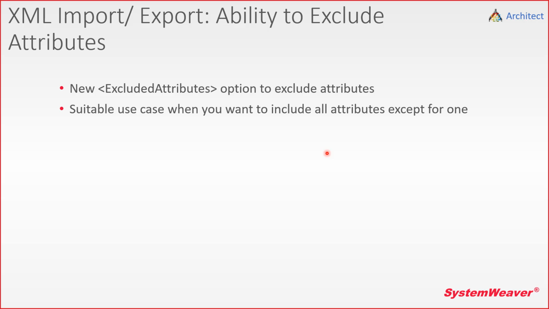XML import export. This was something that a couple of customers were looking to have us implement, and it's the ability to exclude attributes. So it's a new tag in export, and you can exclude attributes. It would be suitable when you want to include all attributes, for example, but you just want to exclude one. And you could use this new tag instead of included attributes.